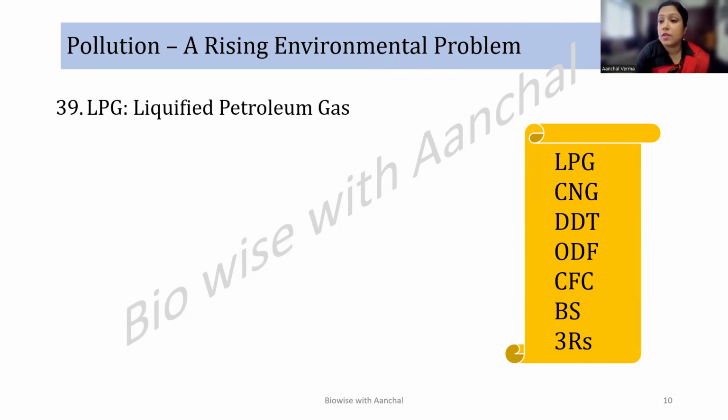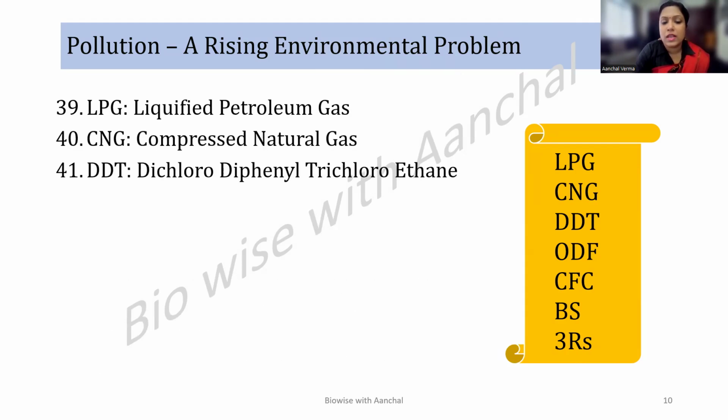Okay, LPG, liquefied petroleum gas, a cleaner fuel. Then CNG is compressed natural gas. DDT is dichloro, diphenyl, trichloroethane. Where have you studied this? In biomagnification. Now, DDT biomagnification has led to the fall in the population of the seabirds because of the spray of DDT to kill mosquitoes on the water areas. I hope you remember that.